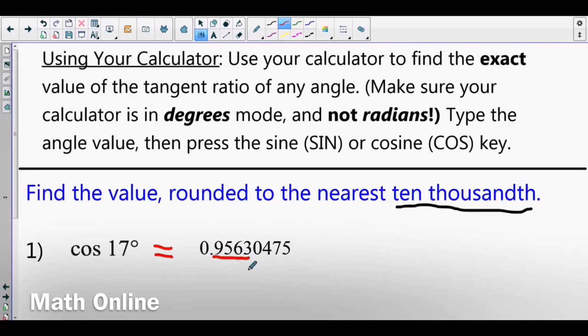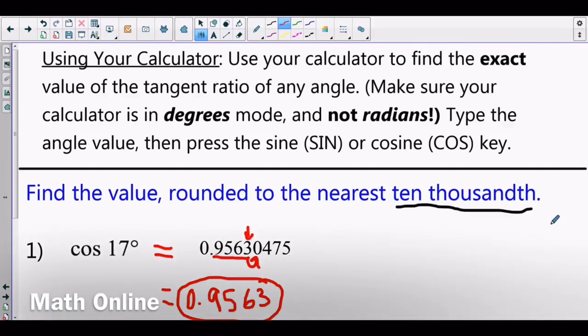And like we said on the previous video, once you have your 4 values, 1, 2, 3, 4, you look at the next value. Is that number 5 or bigger? No, it's not. It's smaller than 5, right? So therefore, the 10,000 value remains the same. So our answer should just be, this is equal to 0.9563. That's the value for cosine of 17 degrees. Okay, so that'll be our answer.